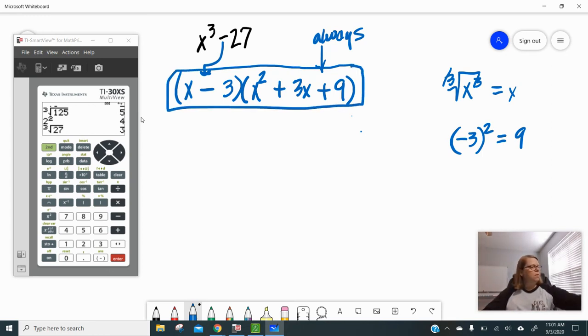And I wanted to check one thing. Yep, good deal.